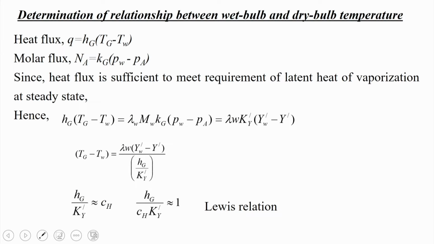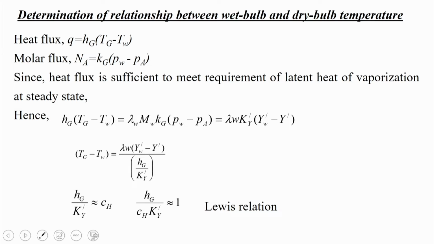Now, we will be determining the relation between the wet bulb and dry bulb temperature. Suppose the bulb is wet with water, and a film is formed with the help of cloth or cotton like this. That is why the heat flux will be Q is equal to Hg into Tg minus Tw, where Tg is the air temperature, and Tw is the water temperature, at which temperature the water is.